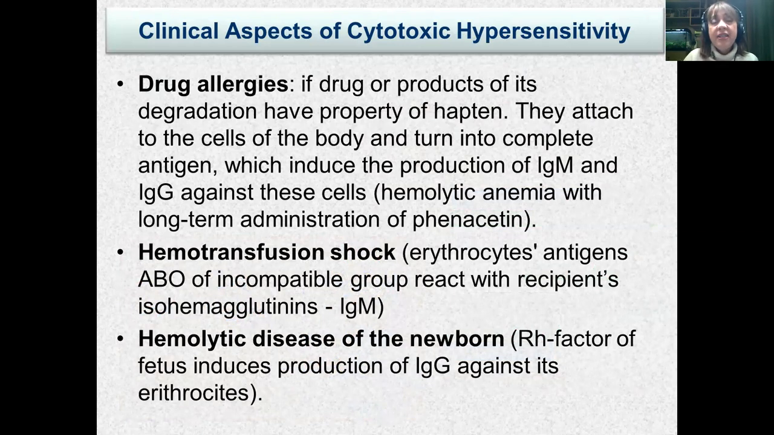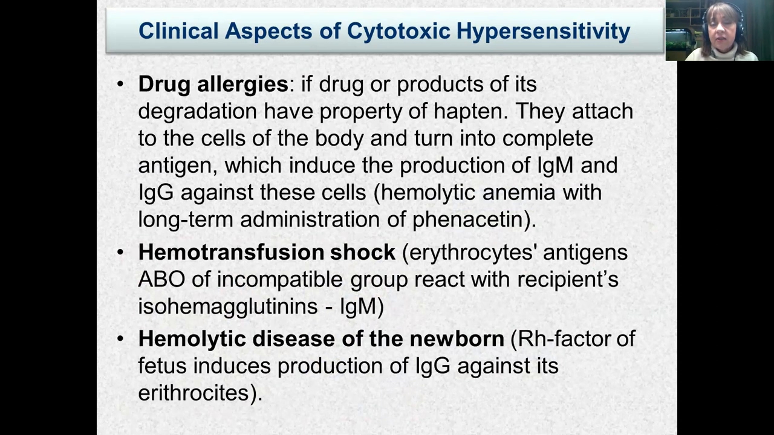And which diseases have this mechanism? It's drug allergies. When some medicines attach to cells of the human body, like phenacetin can be attached to erythrocytes, in this case these small molecules turn into a complete antigen. They stimulate the immune system to produce immunoglobulin E, M, and immunoglobulin G against these cells.